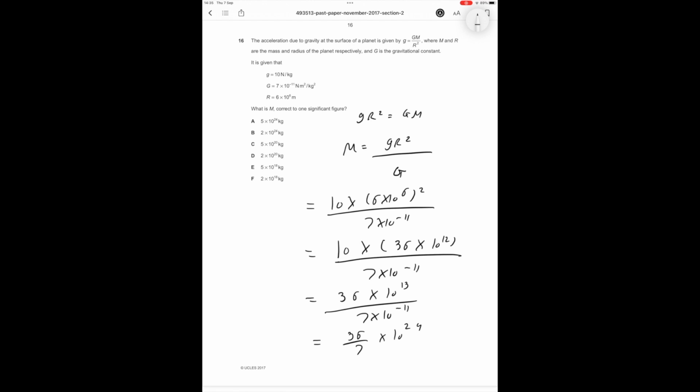Looking at the answer options, we don't actually need to calculate 36 over 7. We know that 35 is 5 times 7. So 36 is just a bit above that, and we want it to one significant figure. There are only 2 answer options with 10 to the 24 as part of the answer. So it's going to be 5 times 10 to the 24 kilograms without bothering with the last calculation, just because 2 is way too small, and we can clearly see that by eye.